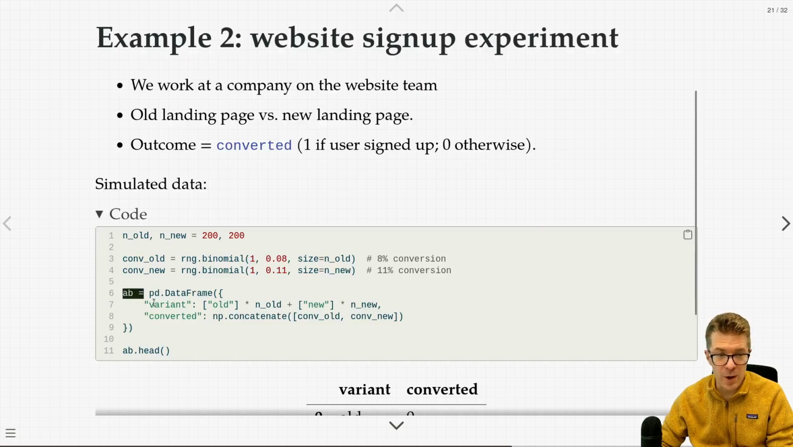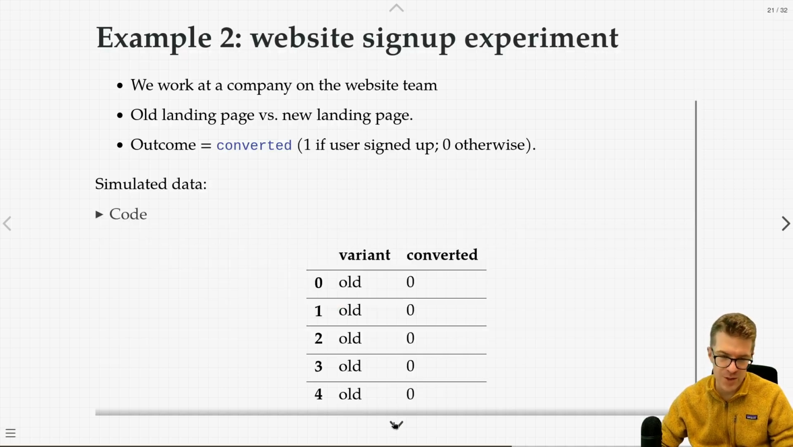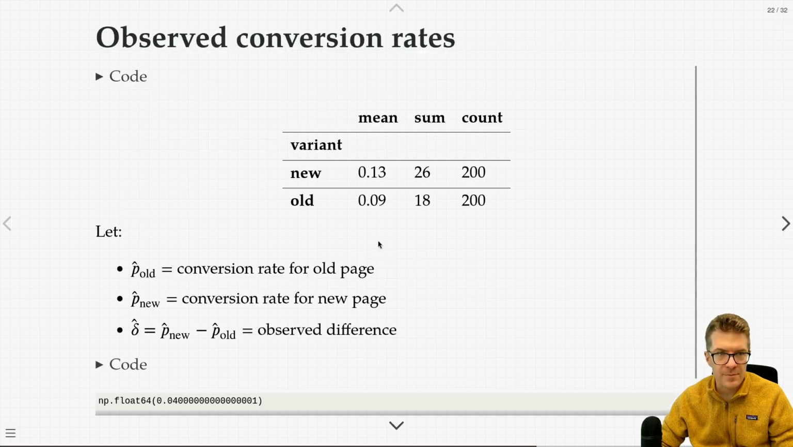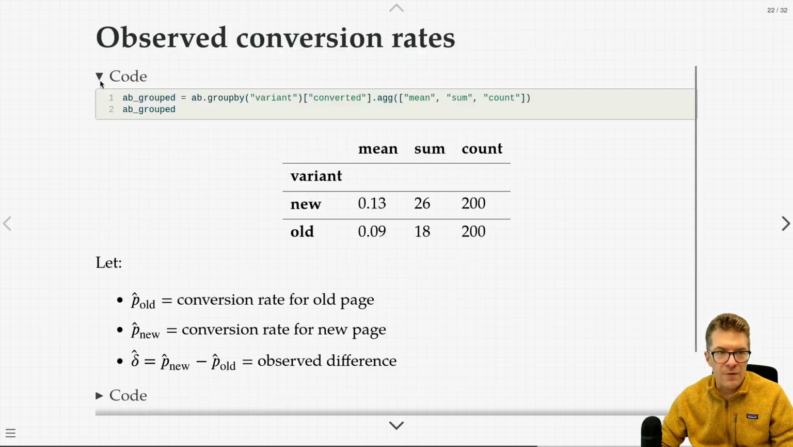This is called AB, by the way, because we're doing A/B testing. A is the old website, B is the new website, and we're just comparing these two things side by side, which is what we call A/B testing. So we have our conversion rates. We talked a lot about group by recently, so I'm not going to get into it again, but we're performing some aggregations. Those aggregations are mean, sum, and count.